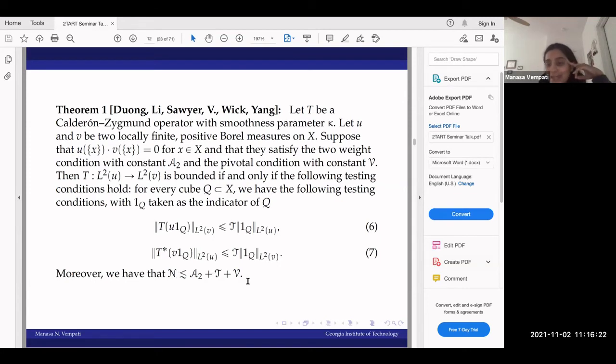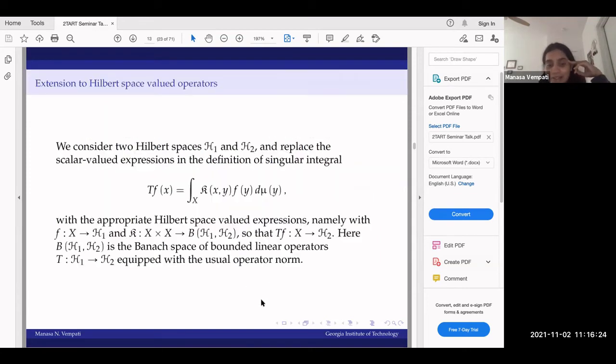We were also able to extend our theorem to Hilbert space valued operators. So I'm going to define what a Calderón-Zygmund operator in the Hilbert space setting is, and then give you the extended version of our theorem.